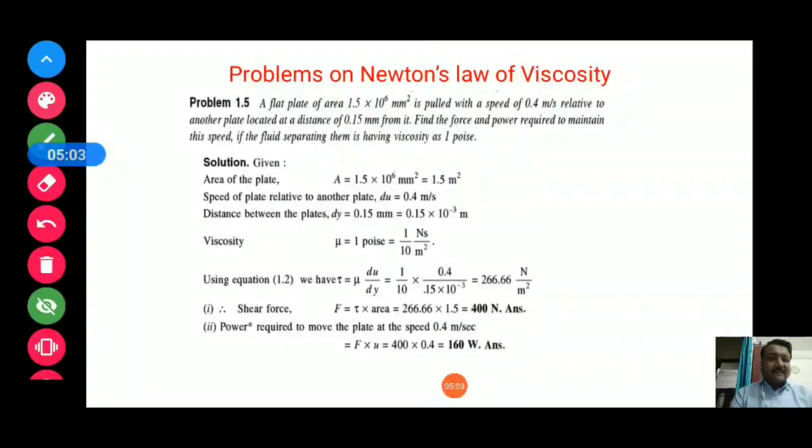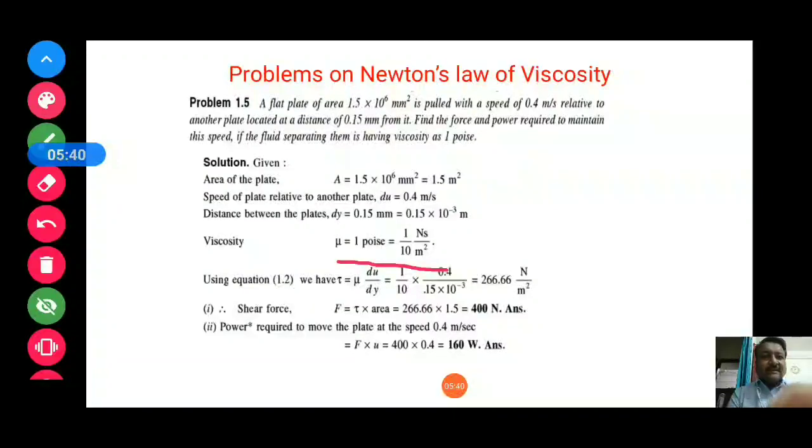The distance between the plates is dy, that is 0.15 mm. So convert this into meter. So this is 0.15 into 10 raised to minus 3 meter. Now next is viscosity, which is mu. Mu is given as 1 poise. So convert this mu in terms of Newton second per meter square, that is the SI unit of dynamic viscosity.